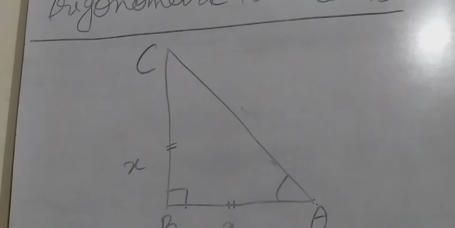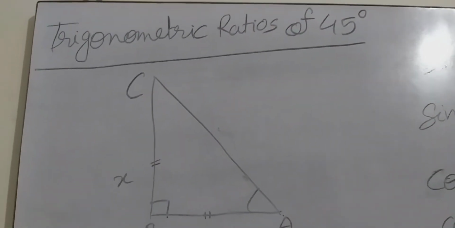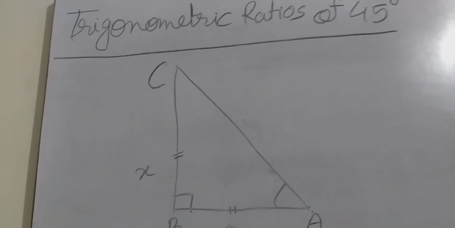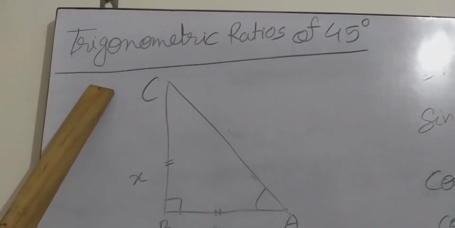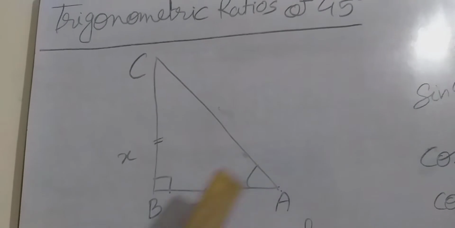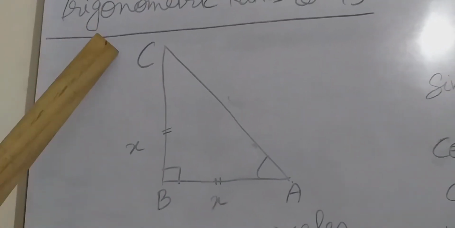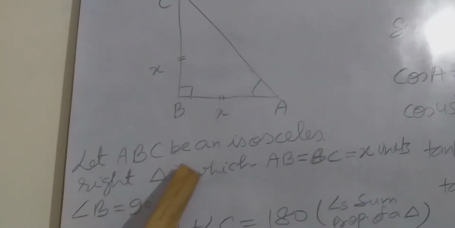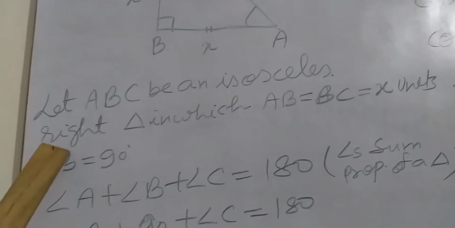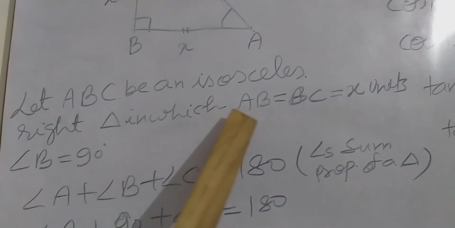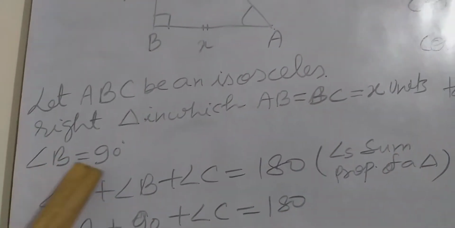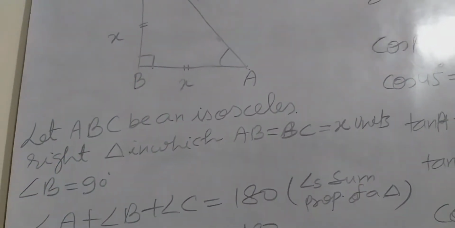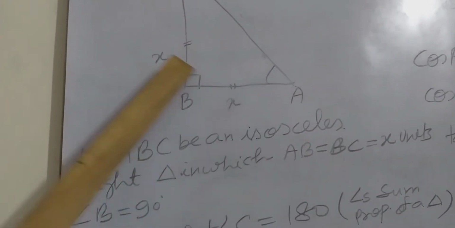Today we are going to learn how to find the value of trigonometric ratios for the angle 45 degree. So, trigonometric ratios of 45 degree. This is triangle ABC. Let ABC be an isosceles right triangle in which AB equals BC equals x units and angle B equals 90 degree. So AB is x and BC is x.